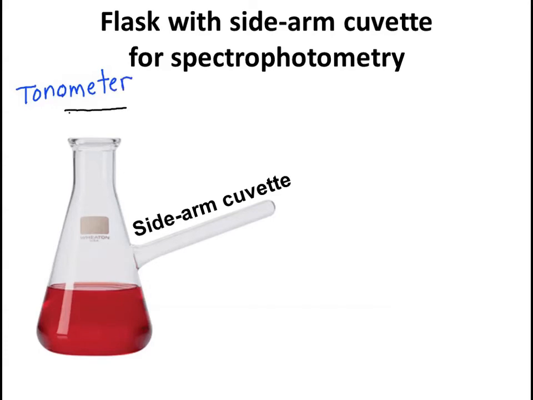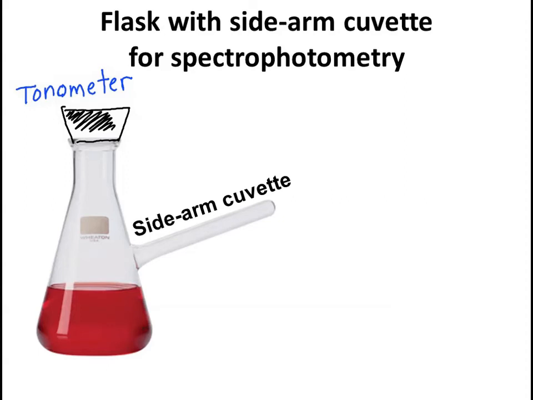And you'll keep this flask tightly sealed with a rubber stopper to prevent the leakage of air into or out of the flask. At each pressure point, you'll gently swirl the sample in the flask to equilibrate the oxygen-hemoglobin binding.